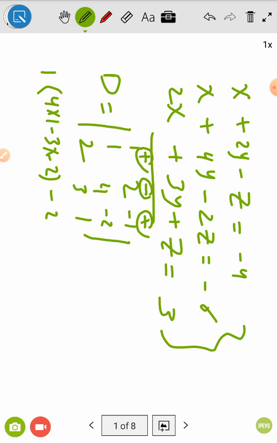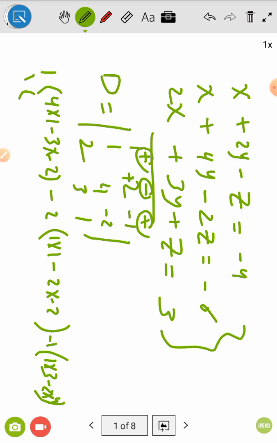The second element here, plus, minus, positive, negative, will be negative 2, open bracket, and cancel the row and the column which 2 lies in, here and here. 1 times 1 minus 2 times the negative 2. The third element, negative 1, cancel here the row and the column. 1 times 3 minus 2 times 4.